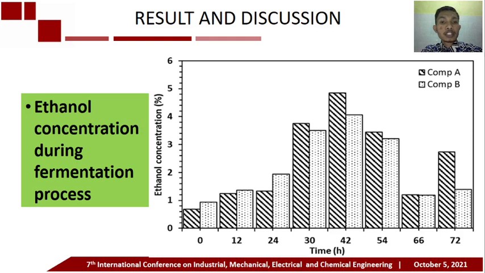The flocculated yeast cell have infinite activity in producing ethanol and need time to adapt to the condition. The highest ethanol concentration obtained during the fermentation time is 4.85% and it occurs at 42 hours of fermentation.